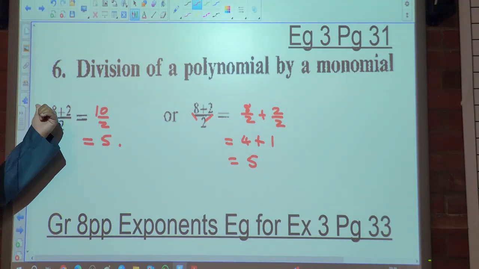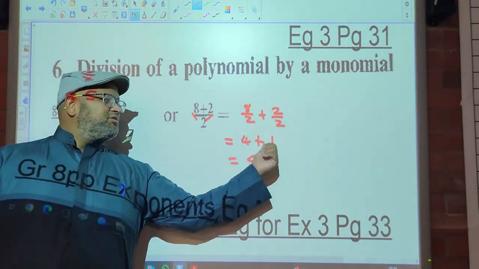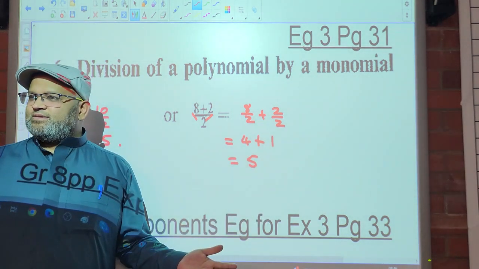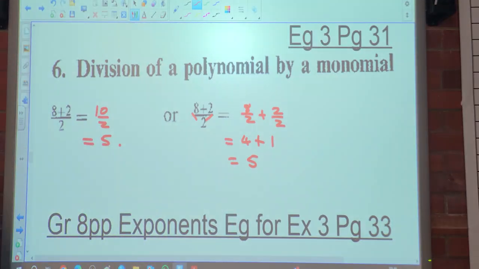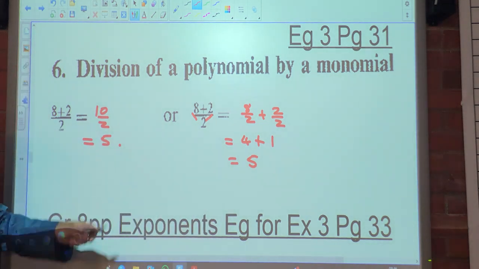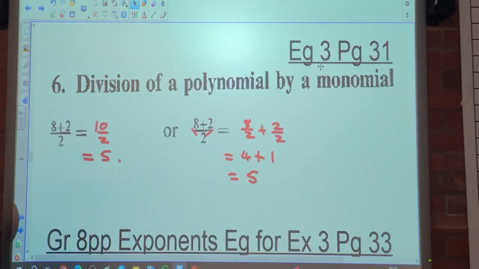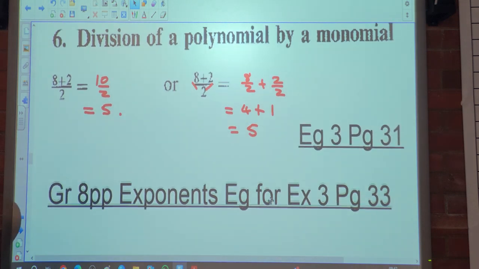So we could add before we divide, or we can divide before we add. You all agree with that? So I can do either or. Why? Because the answers are the same. Did you write the heading there? Yes, sir. So let's look at the next question.